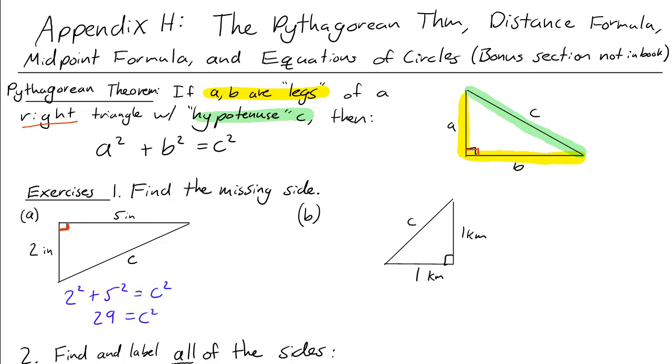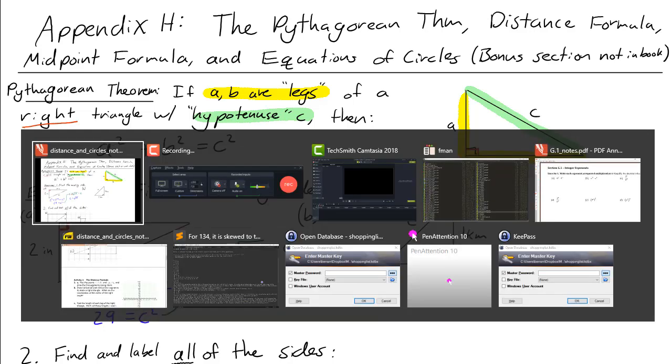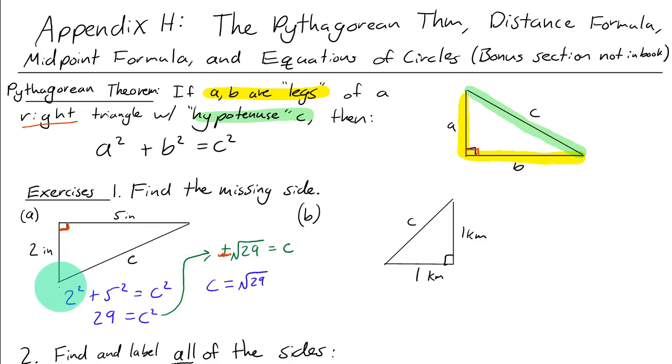And normally I would say when you take square roots of both sides, you need to include the plus or minus on one side or the other. But in this case, it doesn't make sense to say that the length of the side of a triangle is a negative number, so we're not going to count that. This is really just the square root of 29. So C is just the square root of 29, which you can approximate with a calculator. Just looking at the picture, it looks like it's a bit more than 5, maybe 6 inches or something.